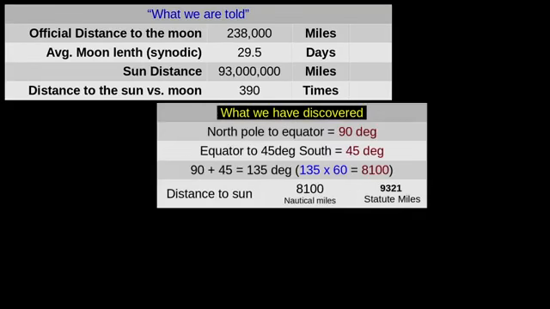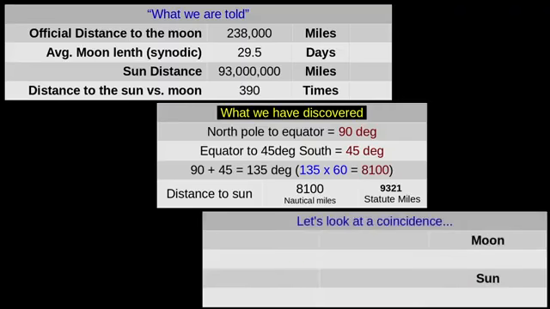So now we look at what we know so far, what we have discovered. We know from the North Pole to the equator is 90 degrees. We know from the equator to 45 degrees south is another 45 degrees. So if we add them up, we have a total of 135 degrees. 135 degrees times 60 nautical miles, because 1 degree is equal to 60 nautical miles, comes out to 8,100 nautical miles. So according to this, the sun at the equator is 8,100 nautical miles, or 9,321 statute miles, up in the sky. So now let's look at a little coincidence.